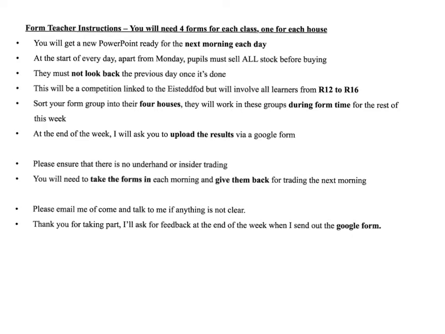You will need to take their forms in each morning and give them back for the trading ready for the next morning. So if you could hang on to those, that would be great. And if you could photocopy 4 of the forms ready for your groups, that would also be fantastic.